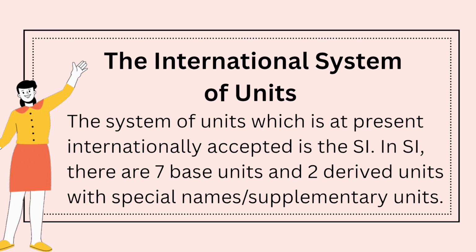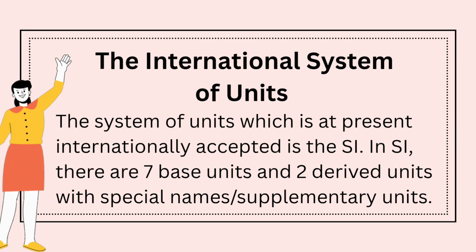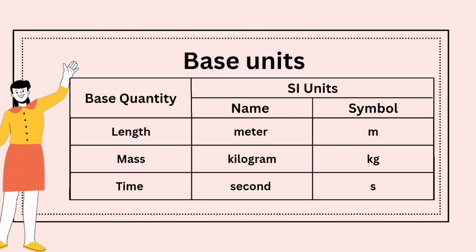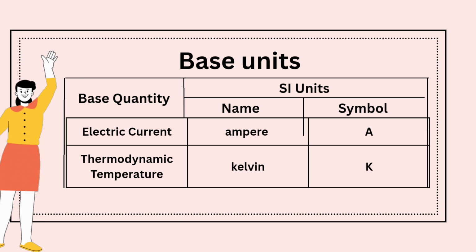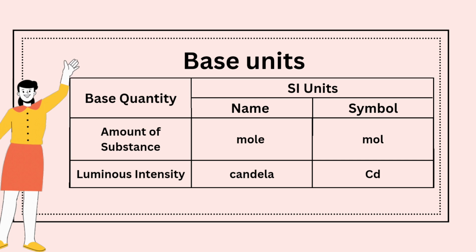The system of units which is at present internationally accepted for measurement is the SI. In SI, there are 7 base units and 2 derived units with special names or supplementary units. The 7 base units are: length, SI unit meter, symbol m; mass, SI unit kilogram, symbol kg; time, SI unit second, symbol s; electric current, SI unit ampere, symbol A; thermodynamic temperature, SI unit Kelvin, symbol K. Amount of substance, SI unit mole, symbol mol; luminous intensity, SI unit candela, symbol cd.